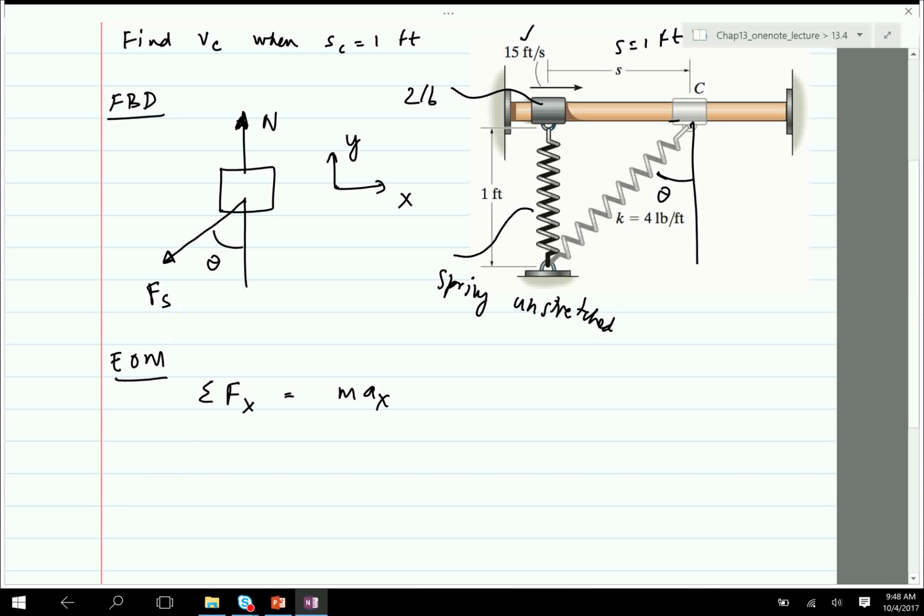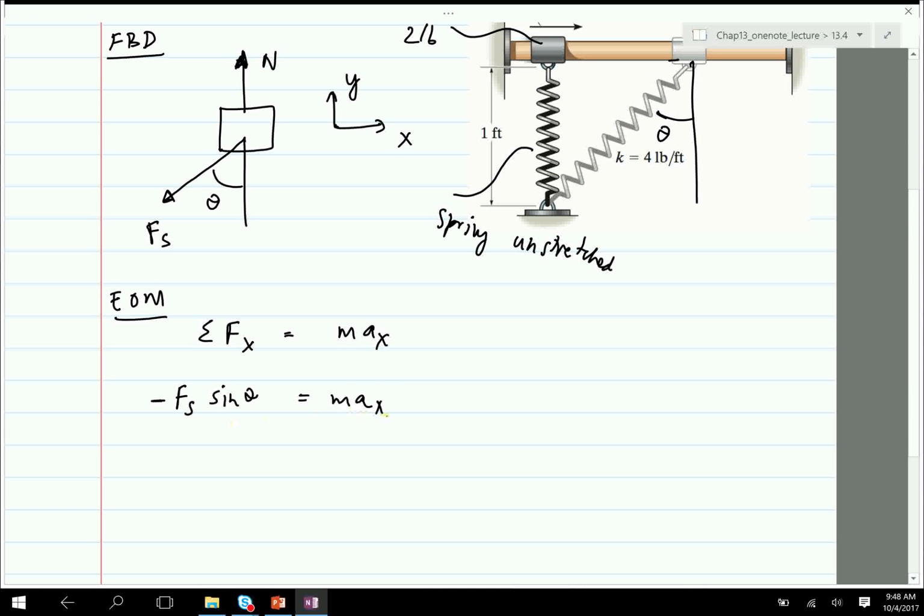Fs acts at an angle to the vertical, so I'm going to resolve Fs in the x and y. The only force acting in the x direction is Fs sine theta, and it's got a negative sign. Is there any other force? N has no contribution in the x direction. If there was friction, yes, there would be a force you need to add here, but in this case that's the force. So Fs sine theta is max.